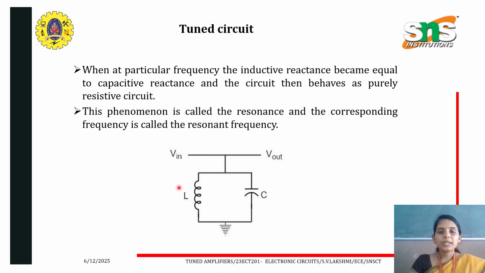Talking in more detail about the tuned circuit, L and C play the major role in deciding the frequency. At a particular frequency, if the inductive reactance and the capacitive reactance are equal, the circuit will behave as a resistive circuit. That particular phenomenon we call resonance, and the corresponding frequency is called the resonant frequency. So this is all about the tuned circuit function.